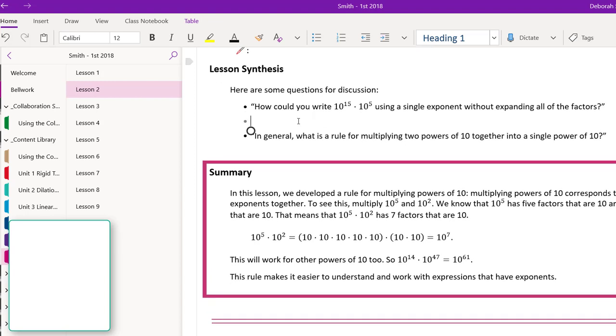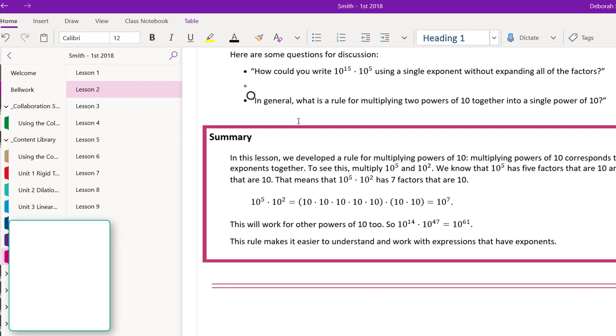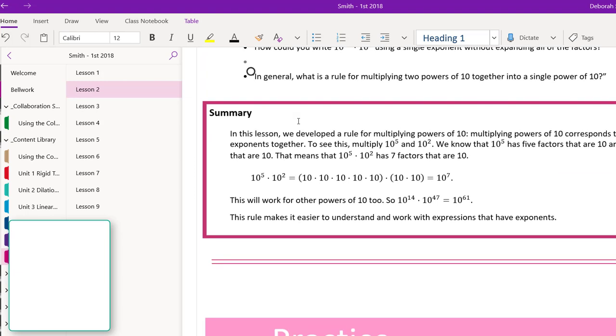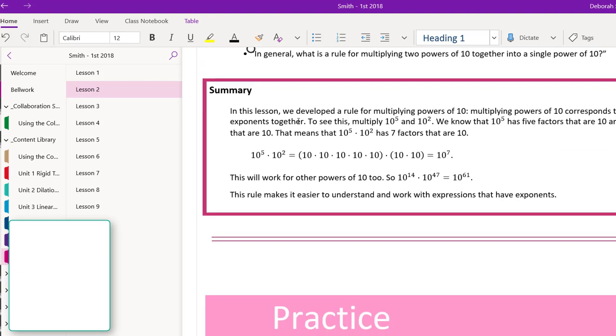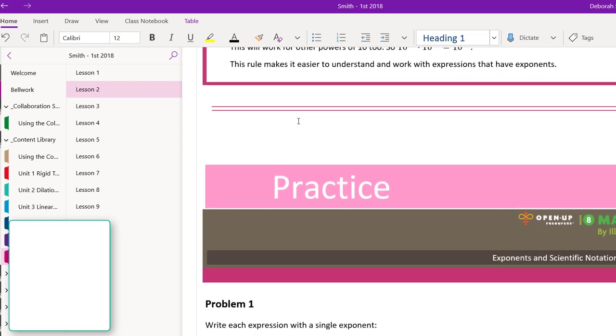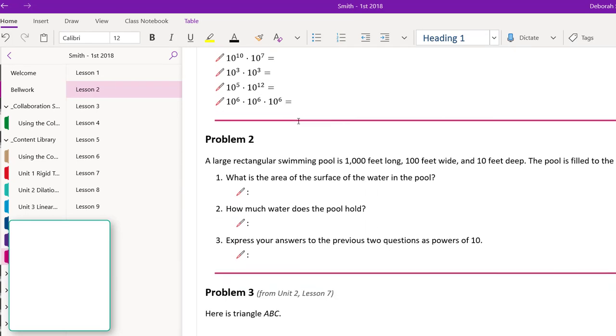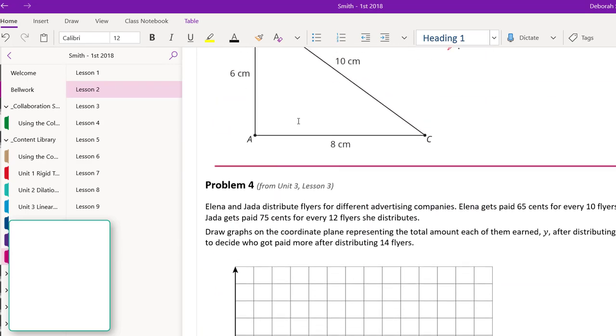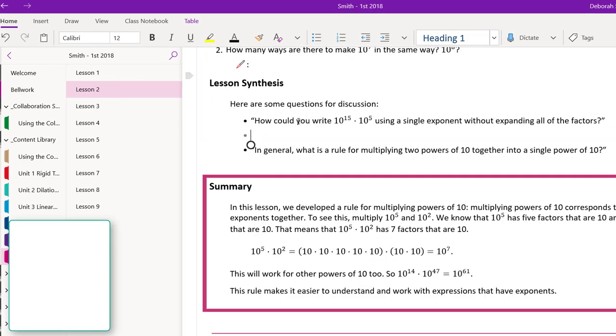So here are some things that we're going to talk about when I get to return. How could you write 10 to the 15th times 10 to the 5th using a single exponent without expanding all the factors? In general, what is a rule for multiplying two powers of 10 together into a single power of 10? And here we've got the summary, so if you haven't caught on to it yet, the summary will help you out. The substitute is going to give you the practice, so you guys can get some practice on this and some spiral review. And we will catch up on this when I get back.